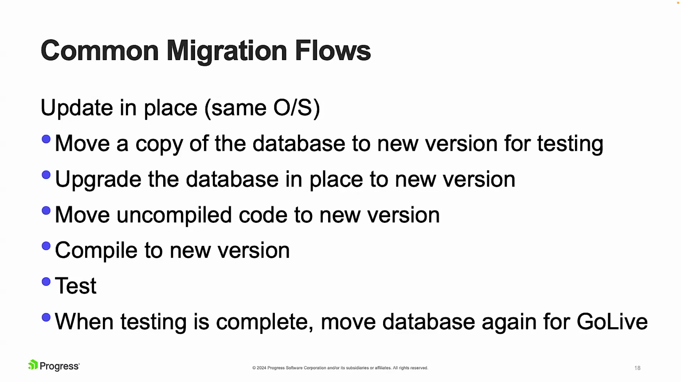Then it's as simple as moving the uncompiled code to the new version, compiling the code for the new version, and testing, right? So you test it, and when you feel everything is good, then you're ready to either go to production on this box or make another copy and go to production on that. Again, what you're going to have to do is move the database over again the last time so you get the most recent data, cut over to the new machine for your go live, and you're ready to go. So this is the easiest migration flow.